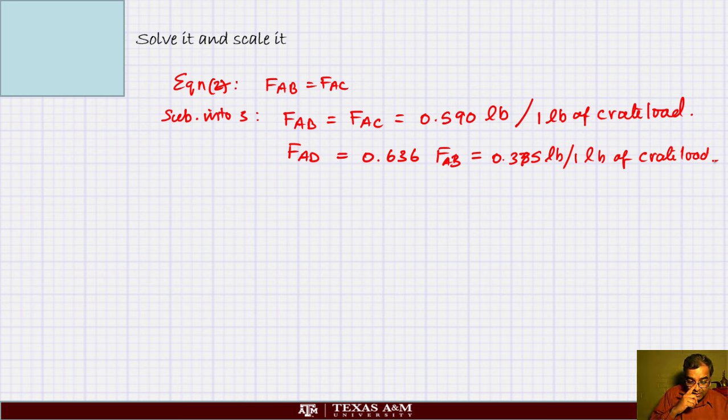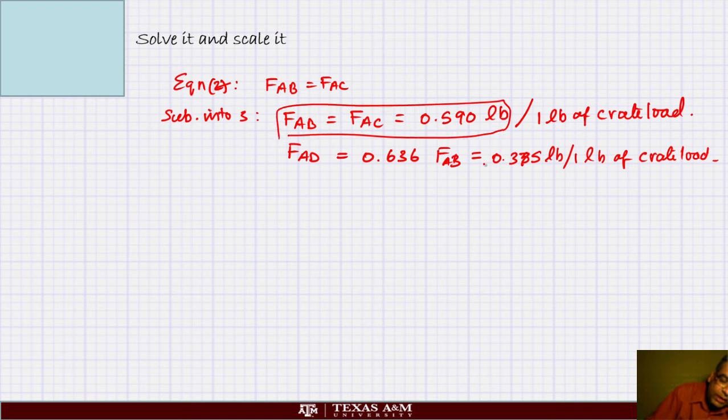Notice that yes, the forces in the cables are less than the crate load, but the sum of all the forces doesn't equal the crate load because of the angles. You see what I mean? But you notice that FAB and FAC carry much higher load than FAD. It's only 60% of the load. You see what I mean? So this is the critical cable.